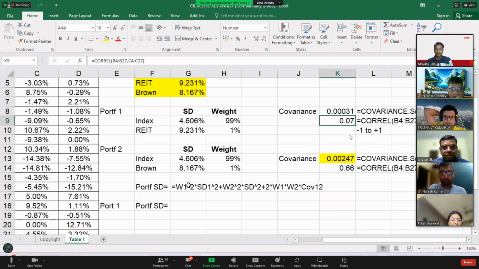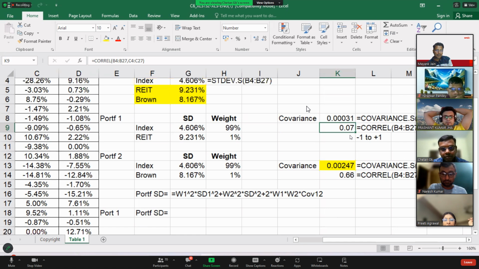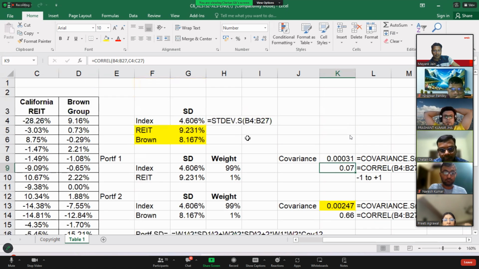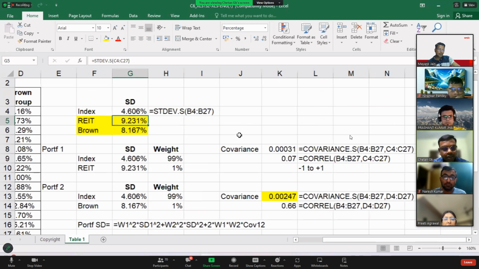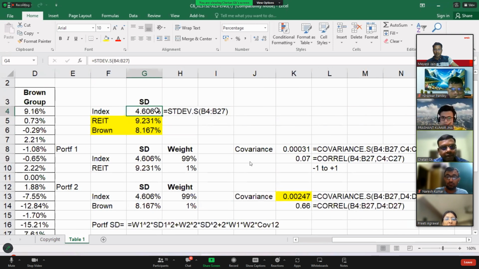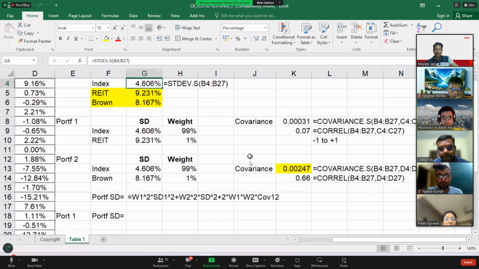Sir, can you also put the formulas for the portfolio one where you calculated the index? I presume my values are not matching. Come again? For the index and REIT, if you could just put the formulas once. Every other formula is here only. I just wanted you to add the standard deviation formula, so just to have a look.